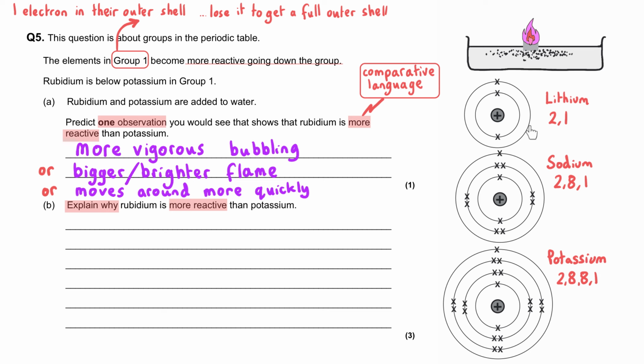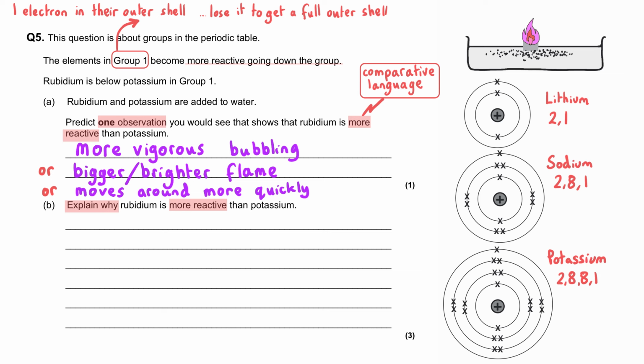If we take a look at the electronic structure of the first 3 alkali metals, lithium, sodium and potassium, we can see the 1 outer shell electron in each of them, and when this outer shell electron is lost, the penultimate shell, that one that's just inside the outermost shell, becomes the new outer shell, and this is full.